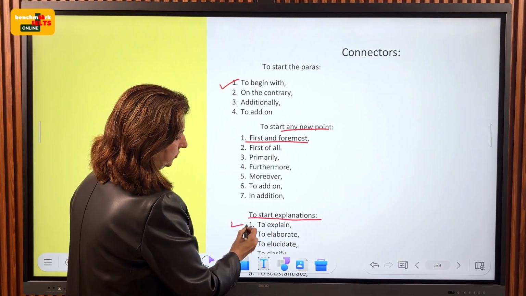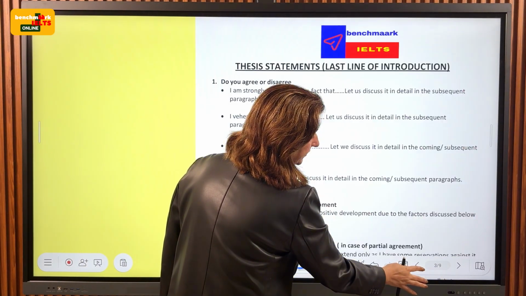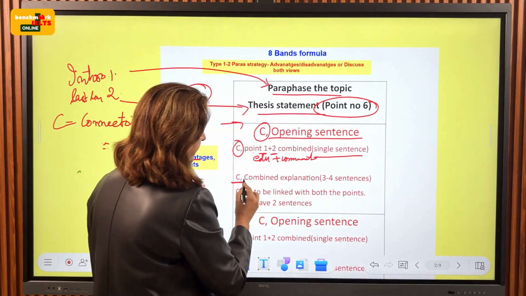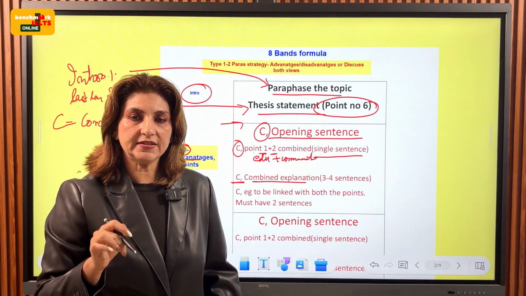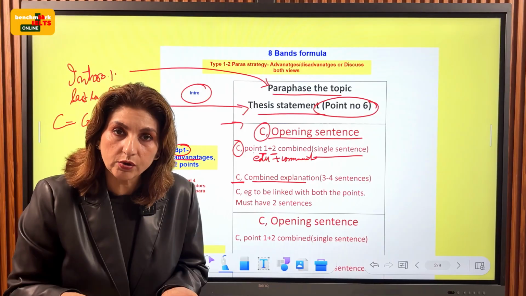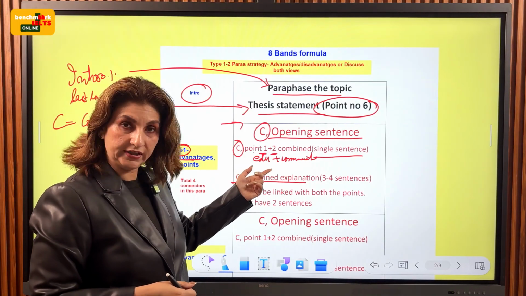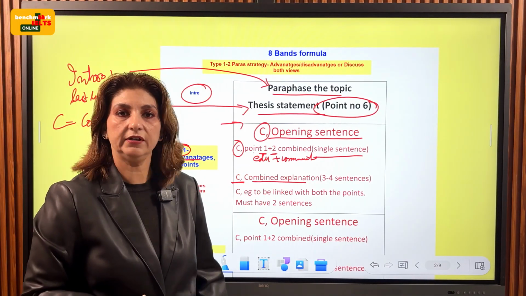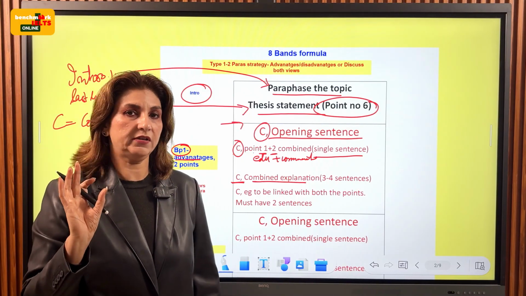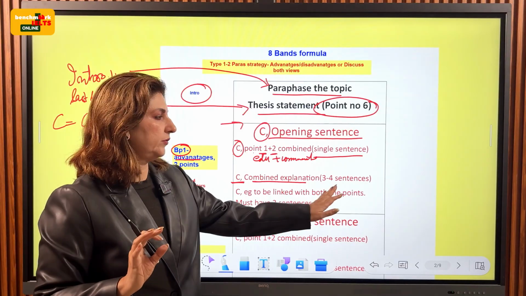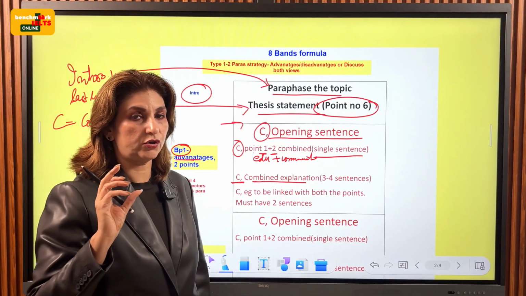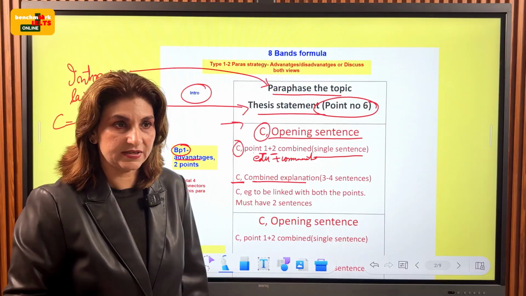You can probably choose to explain and then come back here and write to explain, and now you are going to explain these 2 points. Explanation means now that you have to tell in detail how computers are helpful in the education sector and how they are helpful in the communication sector. This explanation can be as long as you want, but we should ideally restrict it to just about 3-4 sentences because we are short on word limit and we have to manage our time as well.